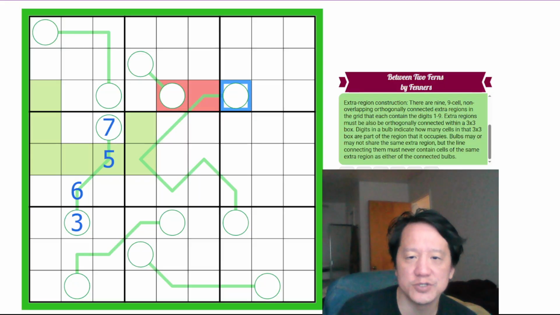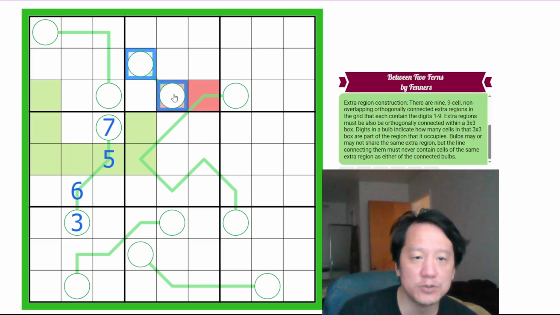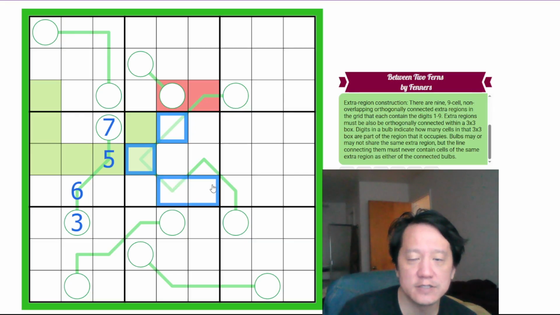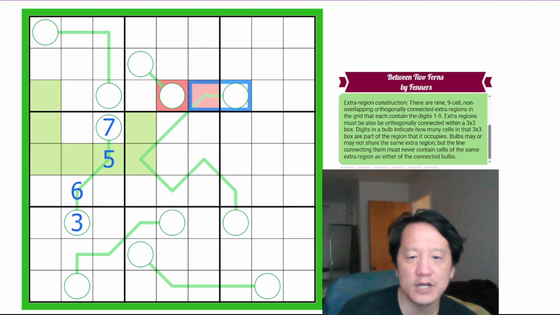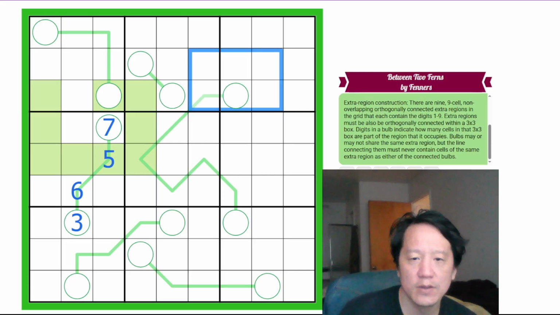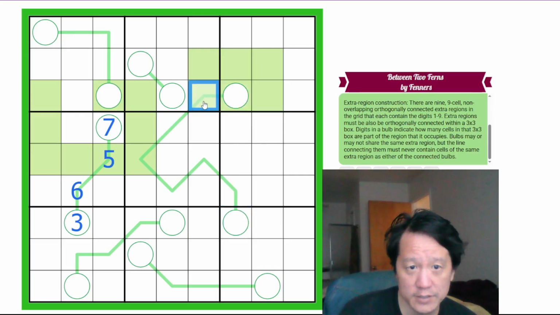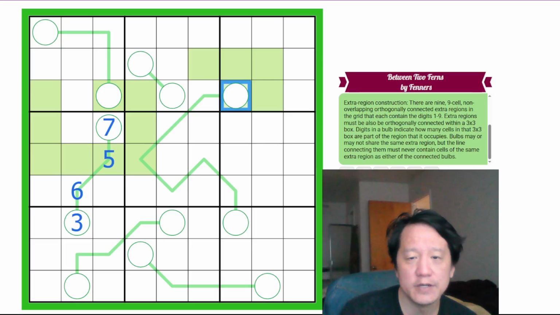Bulbs may or may not share the same region. So these potentially could be part of the same region, but the line connecting them must never contain cells of the same extra region as either of the connected bulbs. So you could not have a region going something like this, right? Because the cells on the between lines can never be part of the regions of the bulbs. So this is not valid here. Interesting.